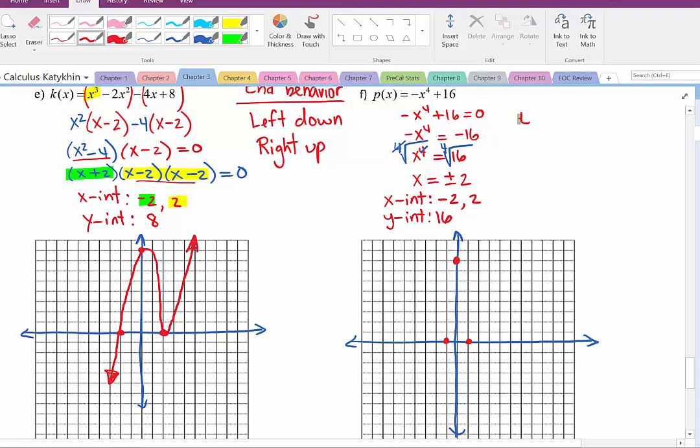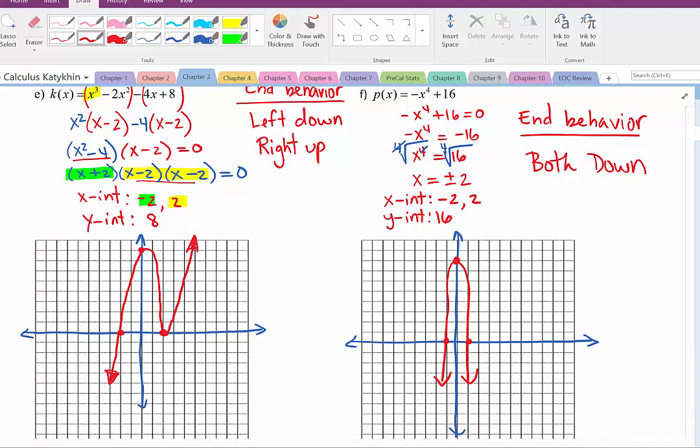So the end behavior for this one: since it's an even degree, it's going to either go both up or both down. Since the leading coefficient is negative, you know it's going to be both down. Therefore, I will draw something of that sort, a parabola-like shape that's going down. And that will conclude our lesson for today.